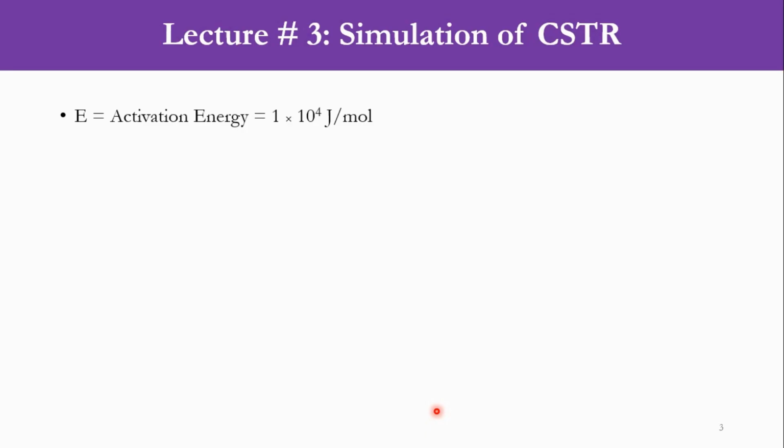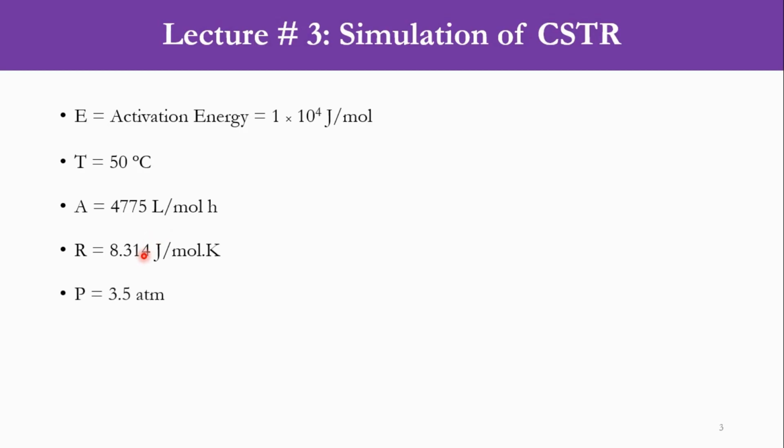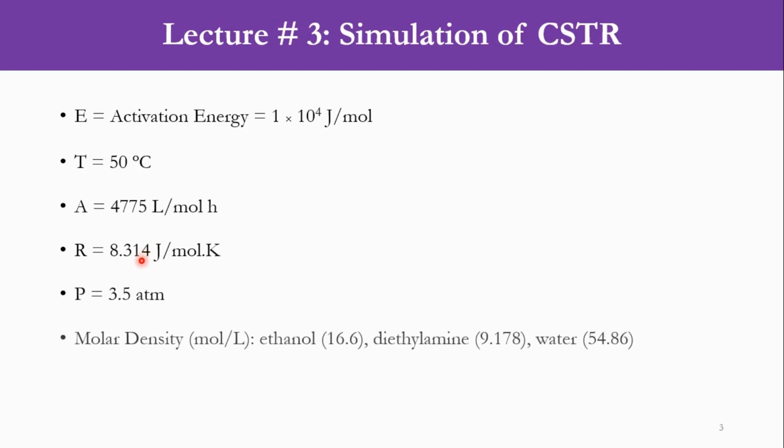We have been given the values of activation energy. The value of E is 1 times 10 raised to the power 4 joule per mole. Temperature is 50 degrees centigrade. The value of A is 4775 liter per mole per hour. The value of R is 8.314 joule per mole per Kelvin. The pressure value is 3.5 atm, and the molar density in mole per liter is 16.6 for ethanol, 9.178 for diethylamine, and 54.86 for water. So our first task is to do the manual calculations, and then we will go to the Aspen simulation, and finally we will compare both the results.